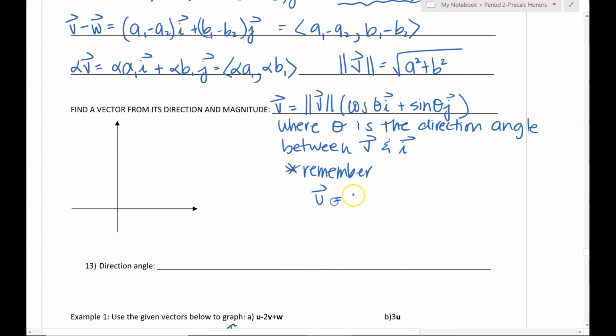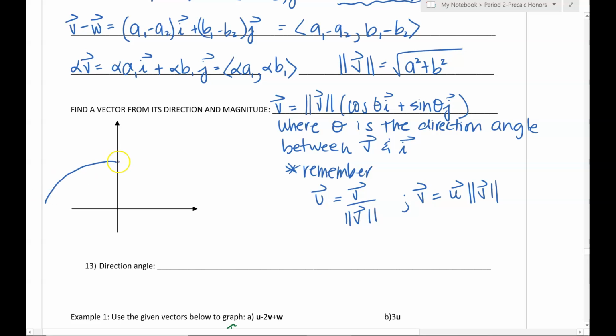And remember, vector u equals vector v divided by the magnitude of v, which if we were to multiply and then solve for vector v, we get vector v equals vector u times the magnitude of v. Okay, let's try to understand this from a unit circle.